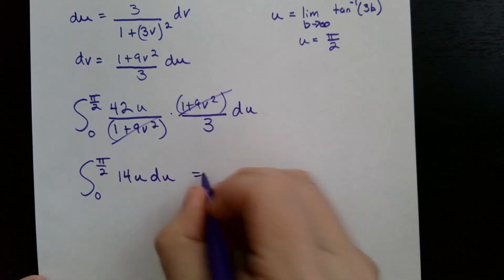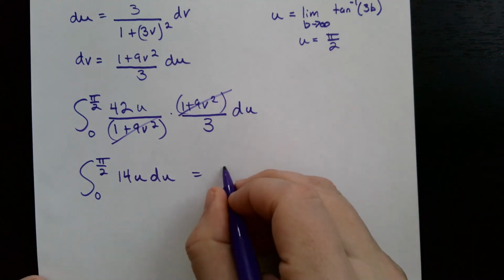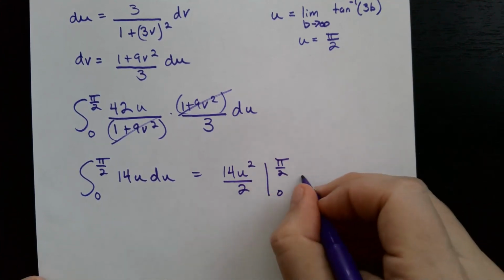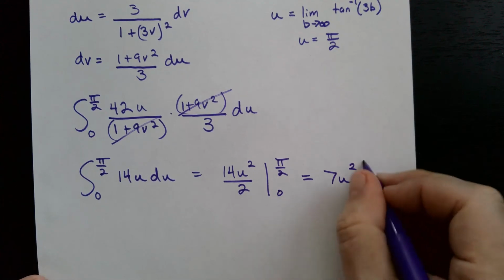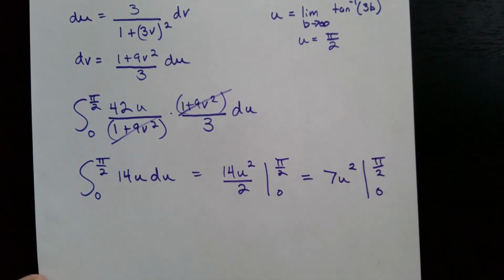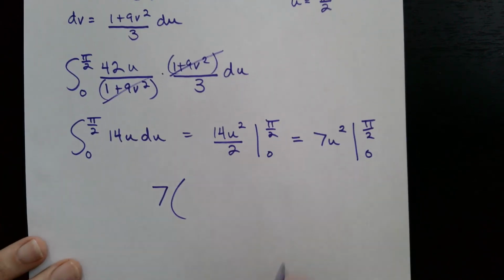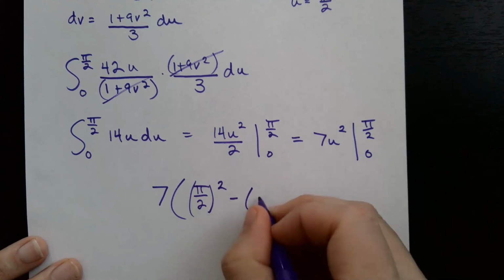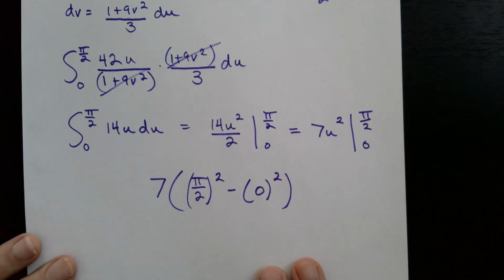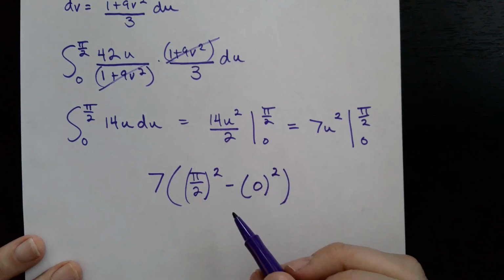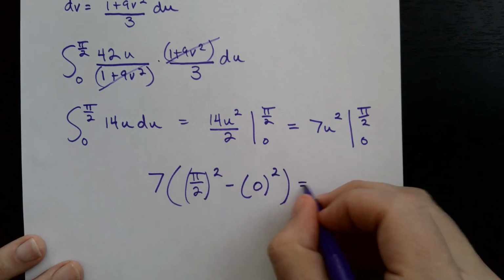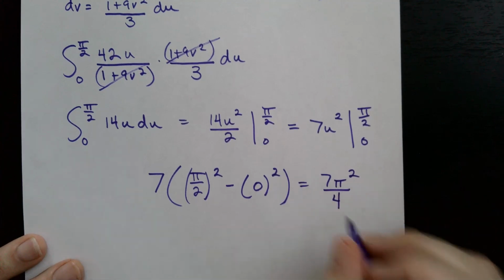So we integrate that. That's a pretty easy integral. So that gives us 14u squared over 2 from 0 to pi over 2, which is 7u squared from 0 to pi over 2. Then if you plug that in, let's keep the 7 out front. So you get 7, and then you plug in your upper limit, so that'll be pi over 2 squared minus the lower limit, which is 0 squared. And 0 obviously goes away, and you get 7 times pi squared over 4. So 7 pi squared over 4 is the answer.